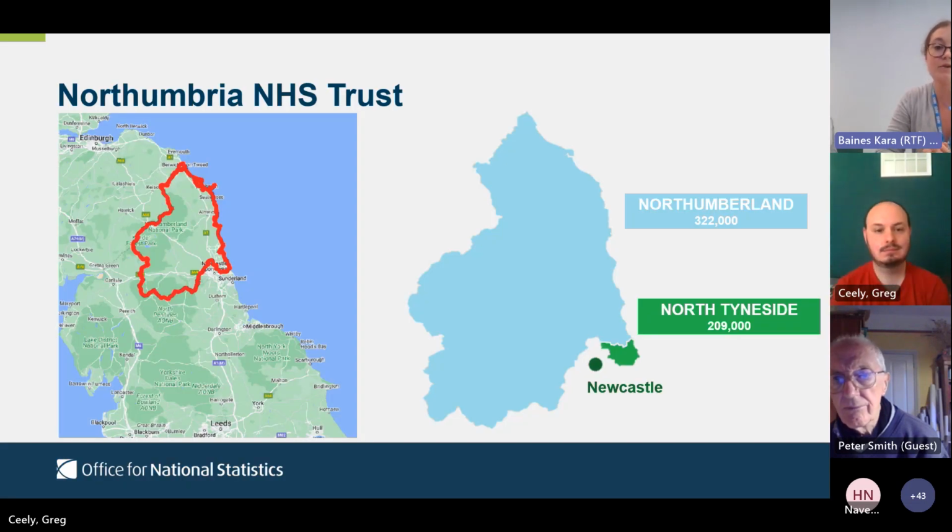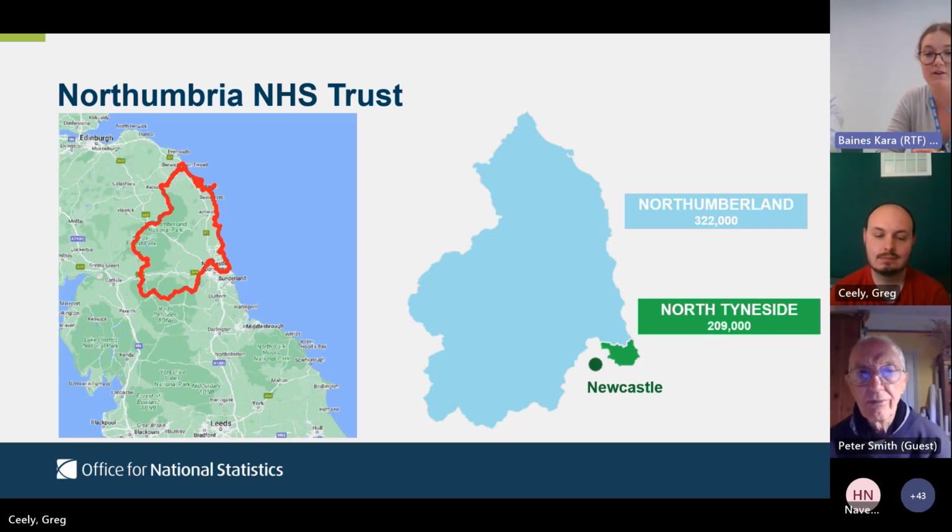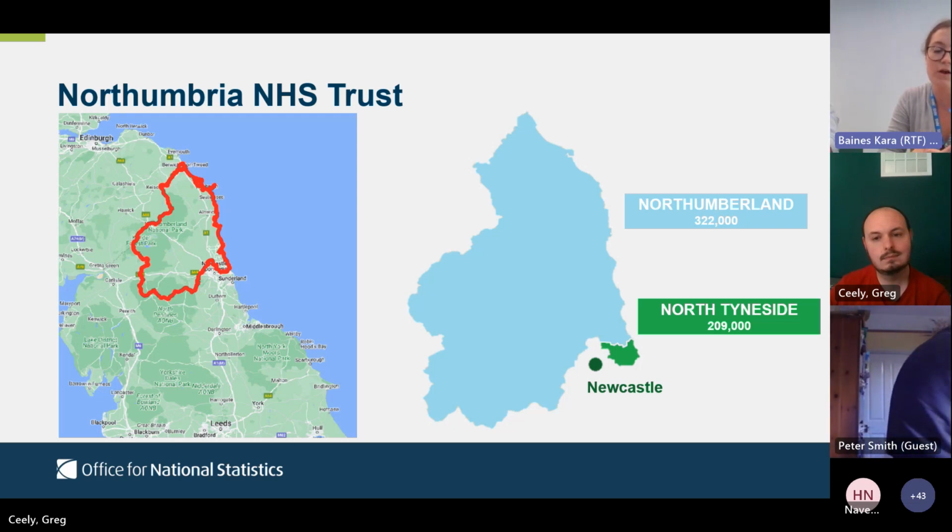So if you don't know, Northumbria NHS Trust is one of the largest trusts in England by size. And you can see from the map here that we span from just above Newcastle up to the Scottish border and then right across to the left to Cumbria. We have about 500,000 people in our catchment, and we are split across two local authorities. So if we think back to the ONS Health Index for England, we have two scores from the Health Index that ONS has published, one for Northumberland and one for North Tyneside.